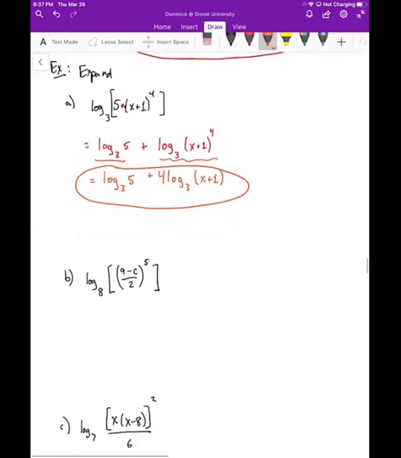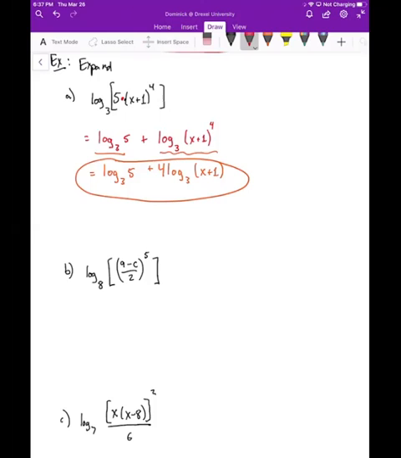Okay. Now part B, you may see the fraction right away, but since the 5 is being applied to the whole fraction, we're going to worry about that first. So this actually is going to become a 5 log base 8 of 9 minus c over 2. All right, so now we can deal with the fraction. We have a 5, and then, of course, parentheses, very important here, log base 8 of the top, which is 9 minus c, minus log base 8 of 2.